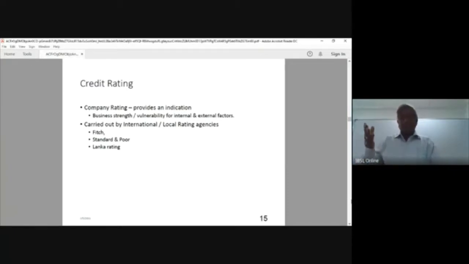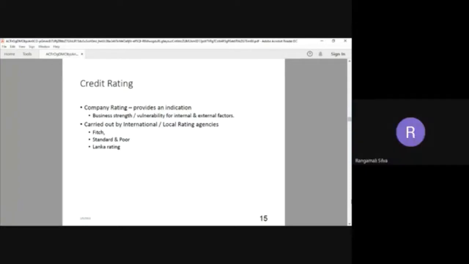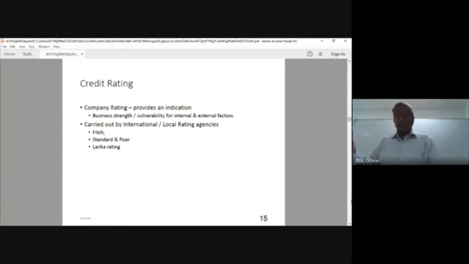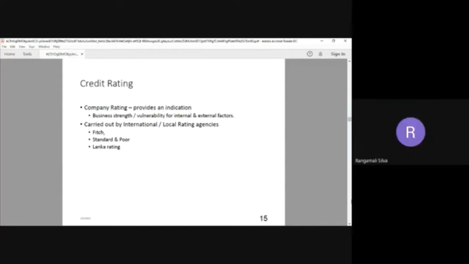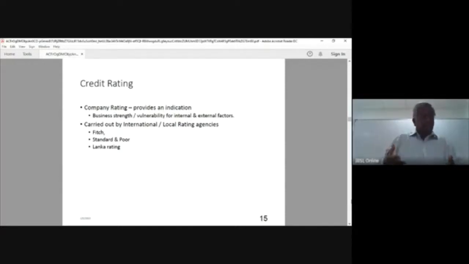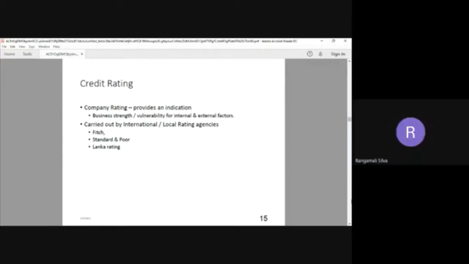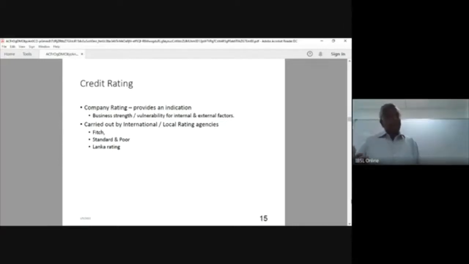So Fitch International, and Fitch also has a branch in Sri Lanka, and then Standard and Poor's, that is another international rating agency. Similarly, in Sri Lanka, there is Lanka Rating Agency. So these are the rating agencies through which companies can get their rating carried out. These also will be helpful to the credit officers to make their decision. The credit rating report is also helpful to the credit officers.